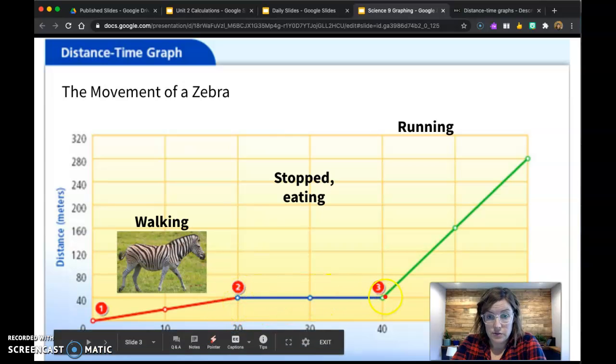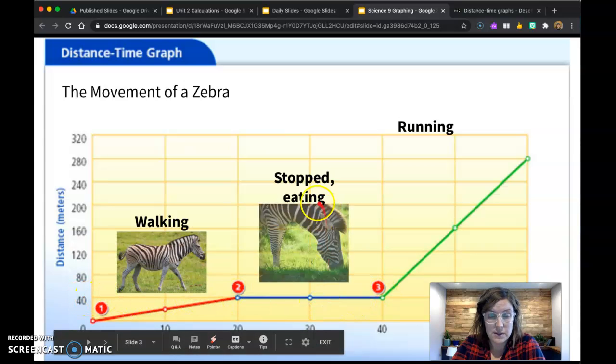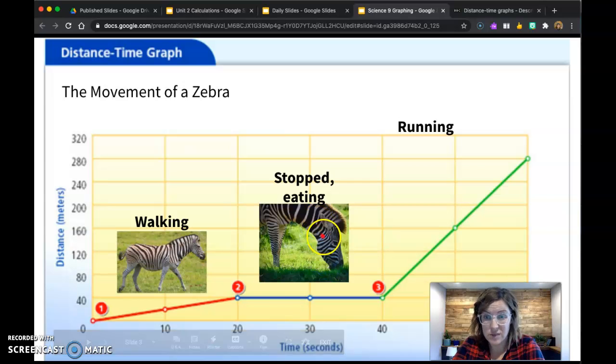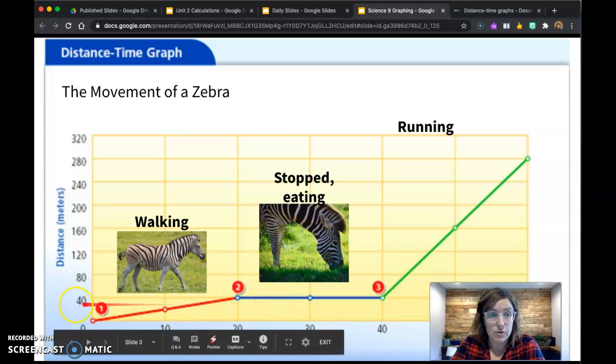From 20 seconds to 40, there's this flat line. So we're still just at 40 meters. That's because he stopped and he was eating. So he wasn't moving. Therefore, he didn't increase his distance away from where he started.